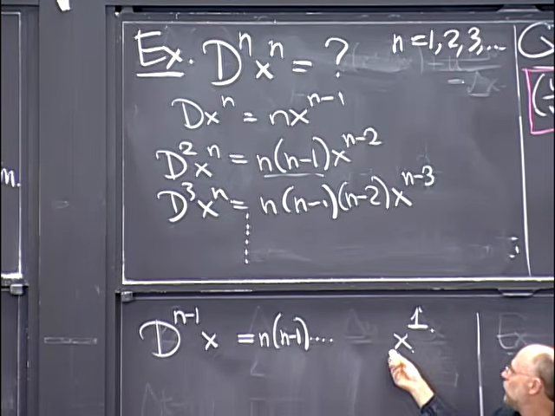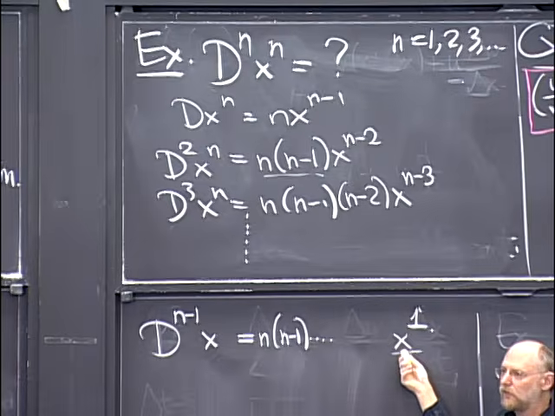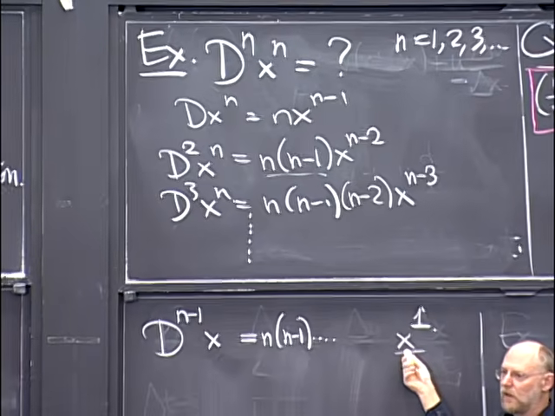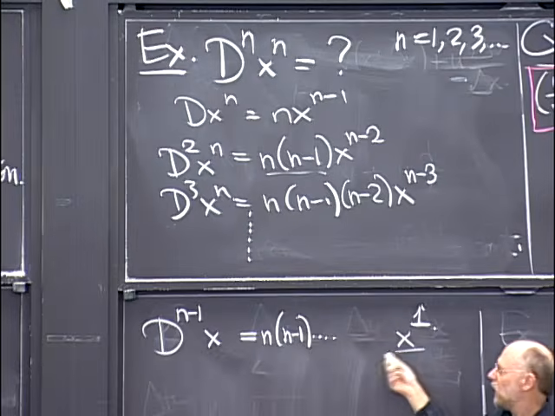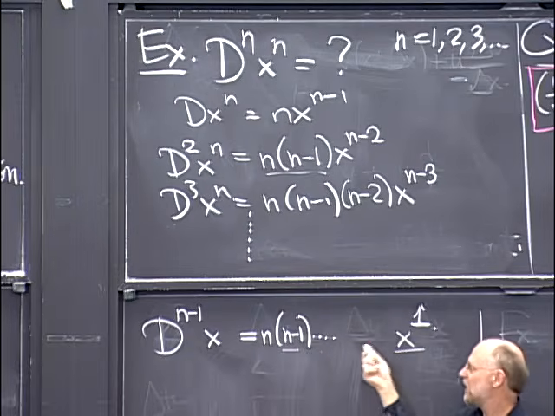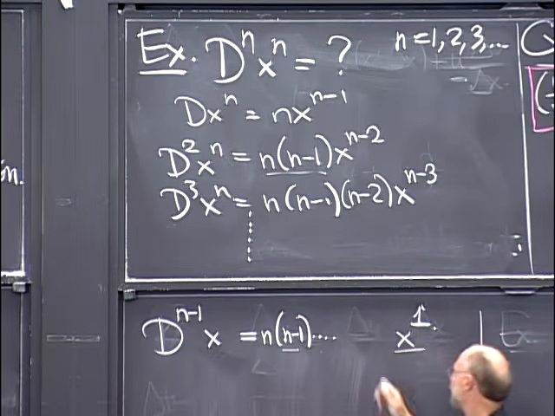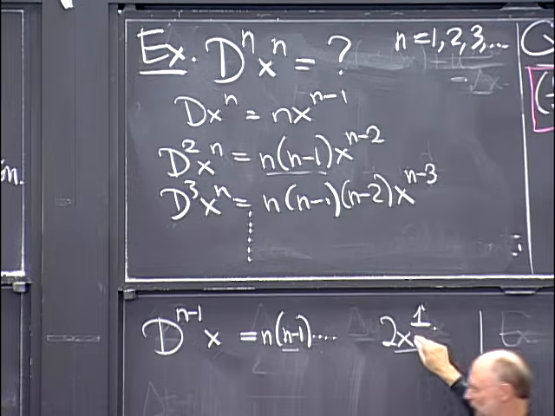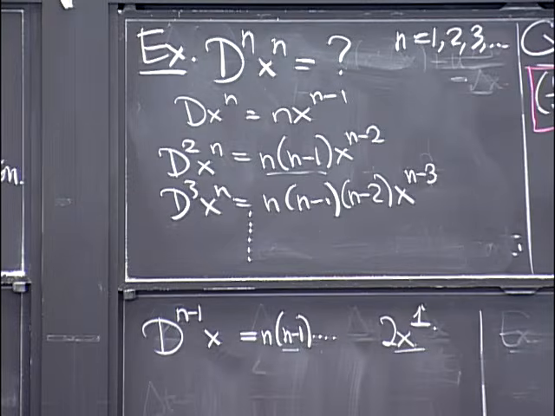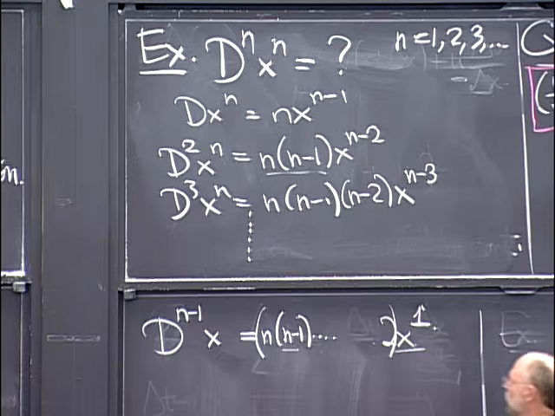What's the last integer that came down before when I got x to the first here? Well, let's see. It's just 2, because this x to the first power occurred as the derivative of x squared, and the coefficient in front of that is 2. So that's what you get. The numbers n, n minus 1, and so on down to 2, times x to the first.